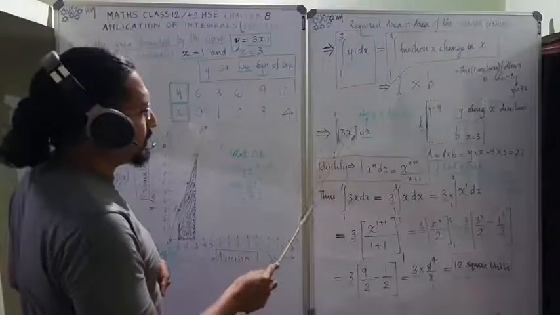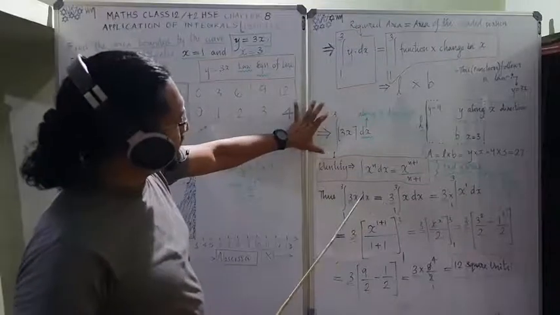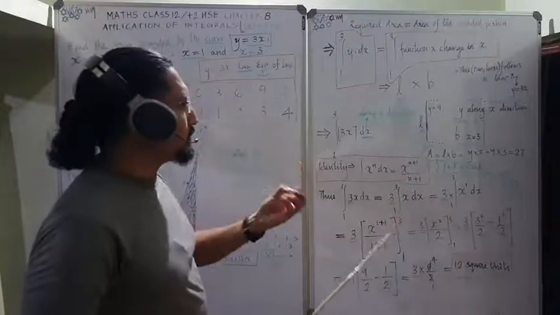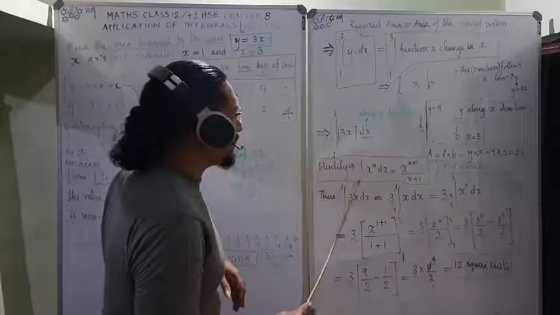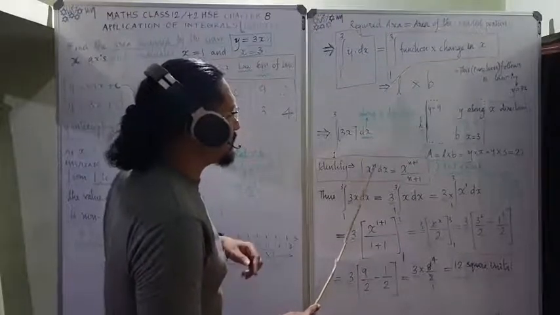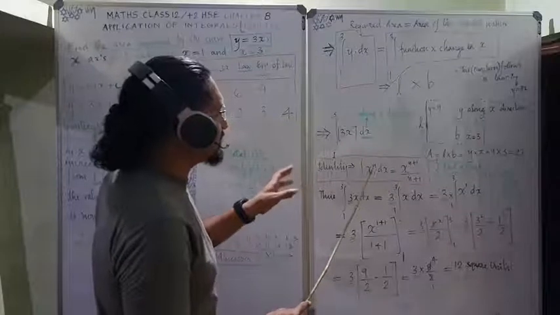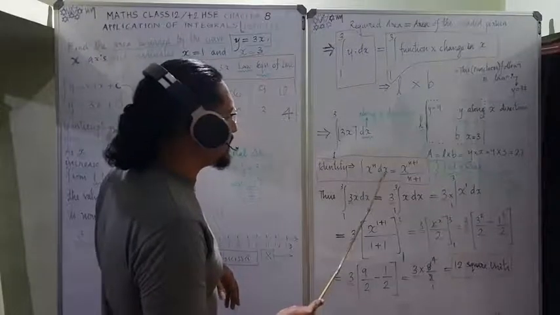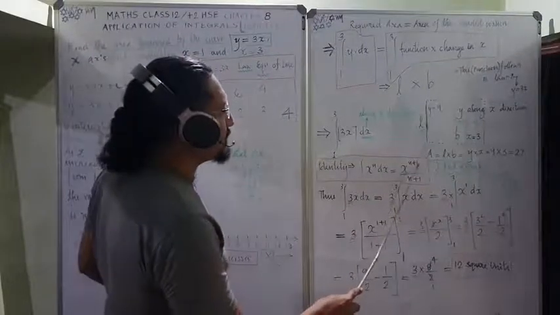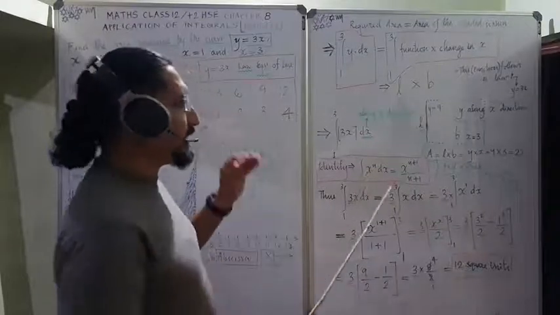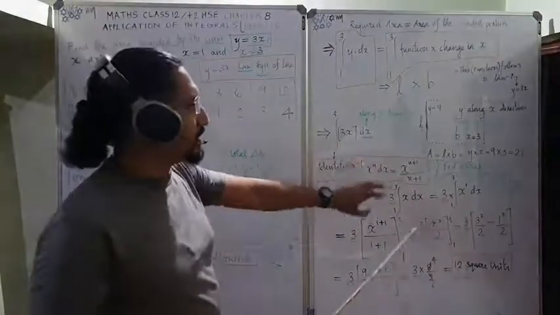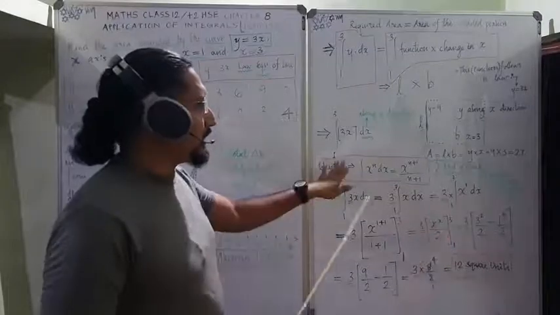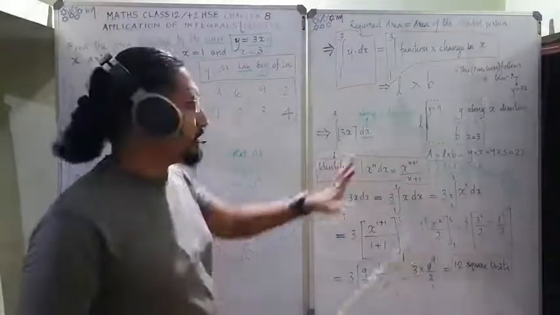For solving an integration symbol, there is an identity, that means a formula that should be learned by heart. If an integration symbol is given with a function of x, like x raised to n dx, then you should solve it as x raised to n plus 1 by n plus 1. Learn this identity by heart; it is very useful in solving problems. Integration of x raised to n dx is equal to x raised to n plus 1 by n plus 1.